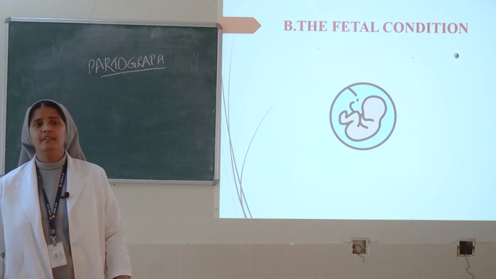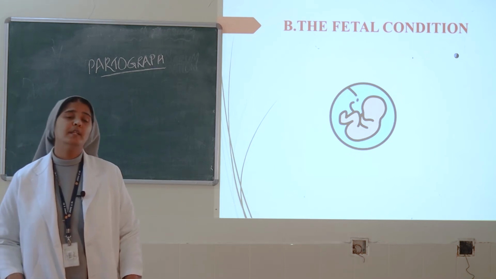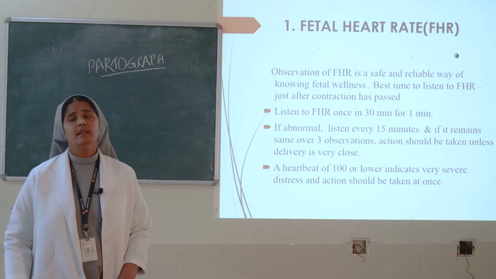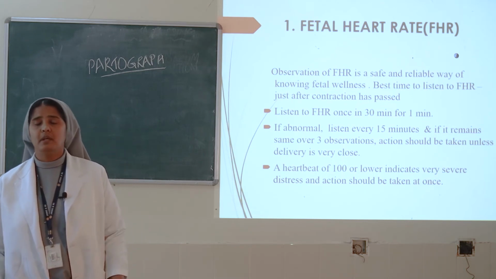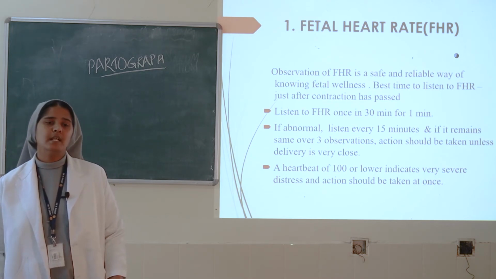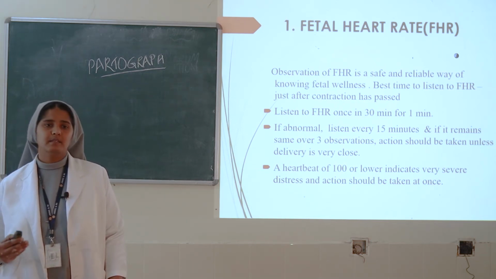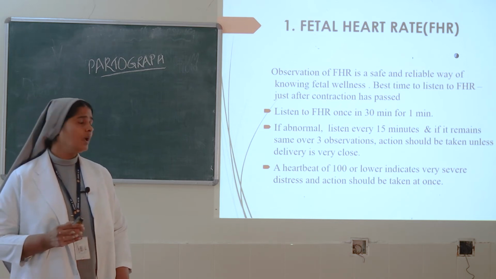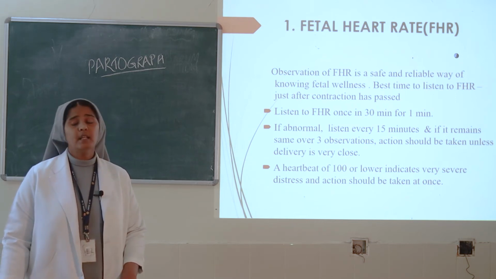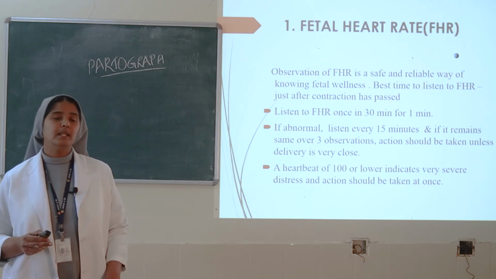Usually the condition of the fetus we are assessing by checking the fetal heart rate. Assessing the fetal heart rate is the best method for assessing the fetal well-being. So, under fetal condition we are checking the fetal heart rate. The first and important thing we should check is the fetal heart rate, and ideally we are checking it once the contraction goes off. With the contraction, sometimes it could be more, sometimes it could be less. So, after the contraction goes off, we should check the fetal heart rate for 1 complete minute. That is the ideal time for assessing the fetal heart rate.